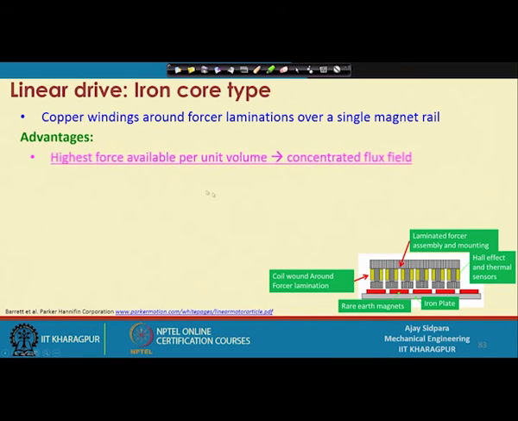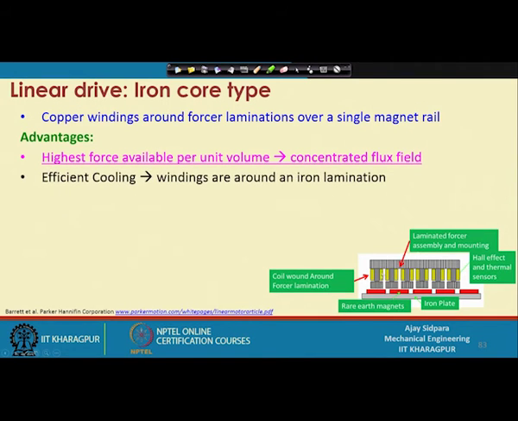So, what are the advantages here? Here you get the highest force available per unit volume, because you get a concentrated flux field. The magnetic flux field is very concentrated, so compared to all the three, you will get more force. Efficient cooling, because windings are around the iron lamination.